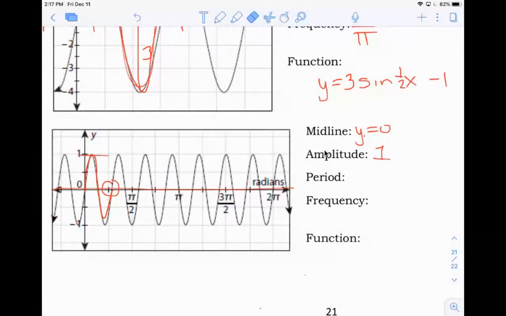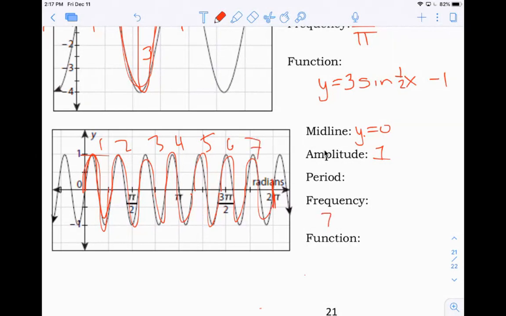Another thing you can do, instead of trying to figure out the period, try figuring out the frequency, right? We're talking about how many cycles per 2 pi. Here's 2 pi. Whoops, that's an eraser. How many cycles? 1, 2, 3, 4, 5, 6, 7. And so we have a frequency of 7 per 2 pi.